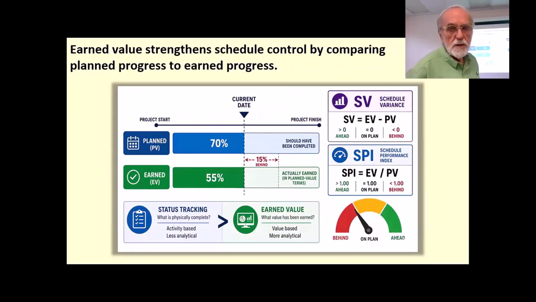So earned value strengthens schedule control by comparing planned progress to earned progress. Earned progress is essentially just completed progress, is one way to put it, up to this point, but it can also include things that are in progress. It just depends on how you've decided. In your planning documents, there's that schedule management plan document that we talked about. Somewhere in there should be documented how you plan to accrue time. So we're going to accrue things by the day, by the hour, by the month, by the week, and everything gets estimated on that.